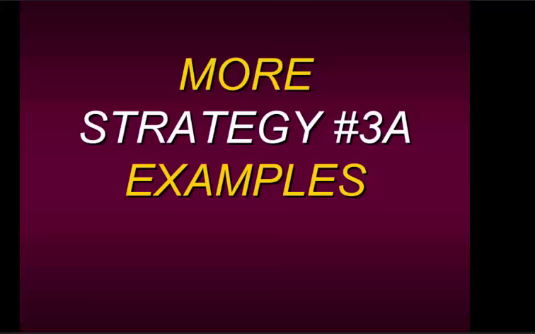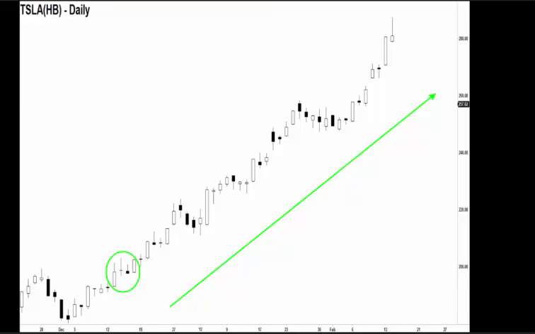That's the standard concept. Let's look at some more Strategy 3A examples in all markets and in all time frames. Let's start out with stocks for all of you stock traders. All right, remember we started out the presentation with looking at Tesla. We said how you could have purchased it down here just based off of a really simple strategy.